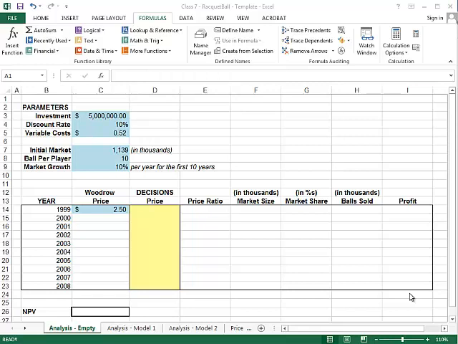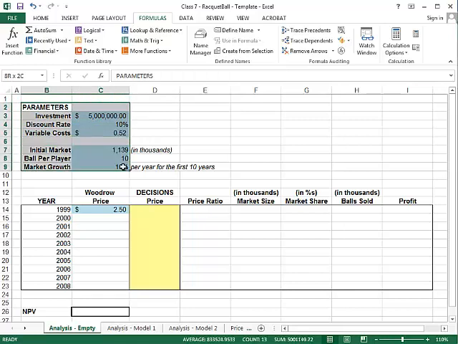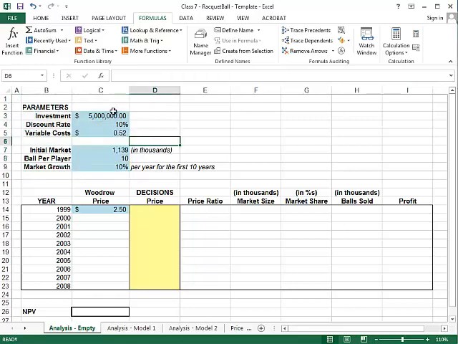If you look at the template, we could already see some of the spreadsheet engineering principles at work. I have all the parameters in one place. They're all coded in blue. All the numbers I have been given have a label with them, and I try to make it as descriptive as possible.